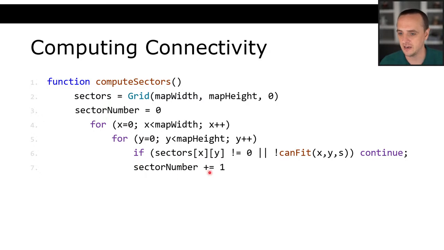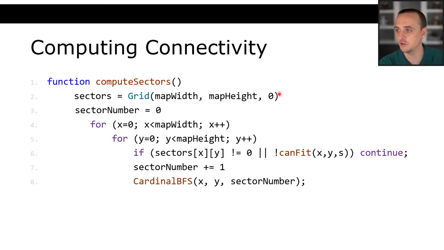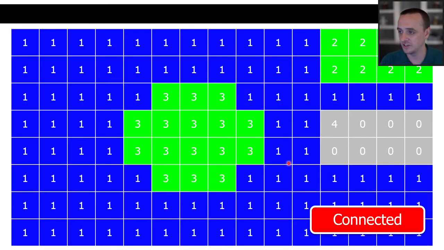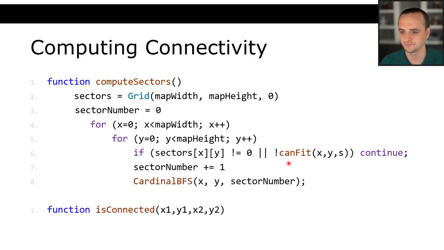So I increase my sector number, right? Because it was zero, now it's going to be one. If it was one, now it's going to be two. And then I'm calling this cardinal BFS function, which is going to do a BFS starting at XY. It's going to be searching in four directions, and for any legal action up, down, left, or right, it's going to be setting that sector number. And remember, when I BFS, it has to be a zero value and it has to be a legal action.